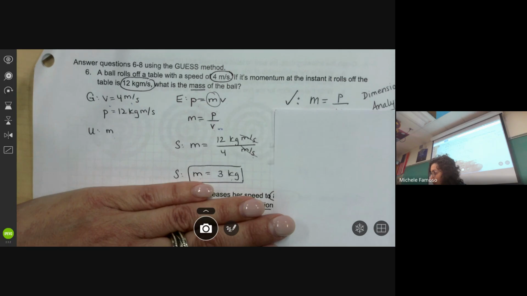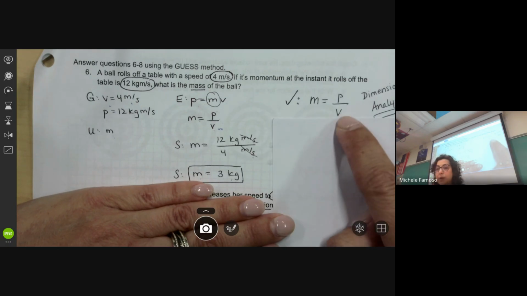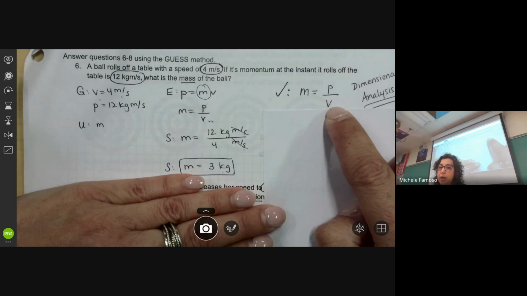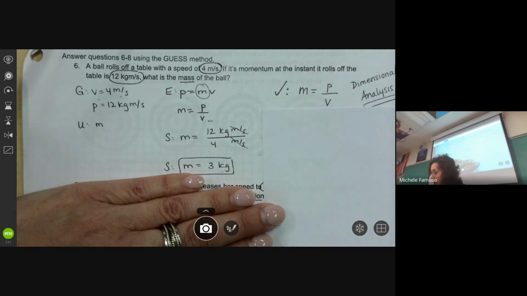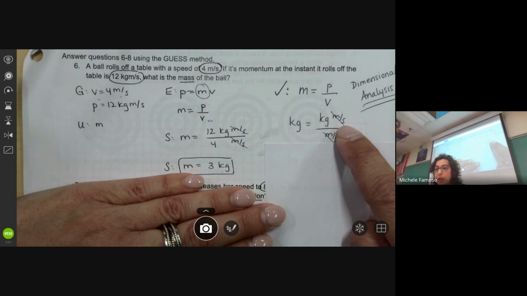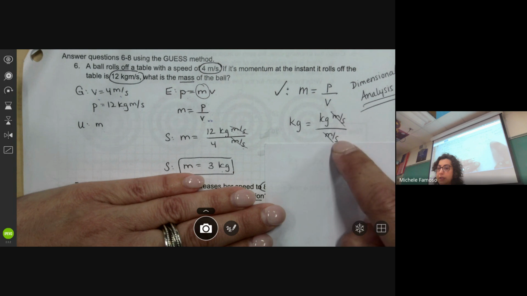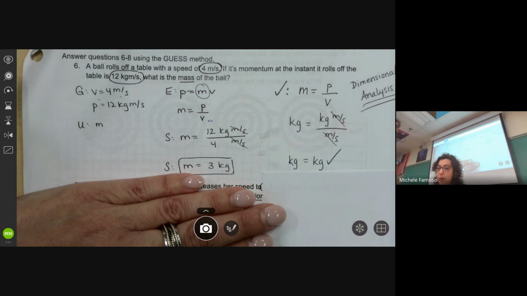Now I have to do my dimensional analysis. So I'm going to analyze the equation I plugged into, m equals p over v. Really that's the one we do our dimensional analysis on, the one where I plugged everything in. So I have kg is kg m over s over m over s. And here I see those m over s's cancel, now leaving me with kg on both sides, and that checks.